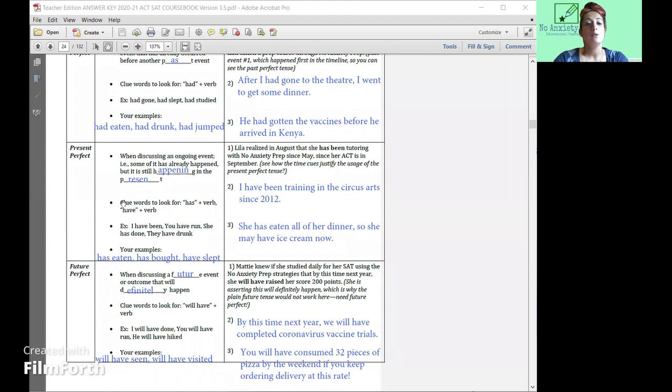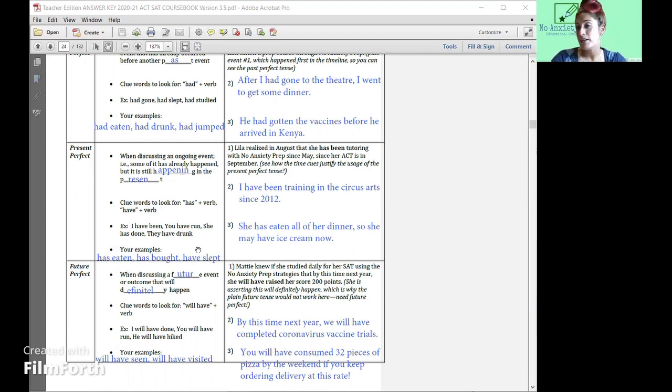Okay, we go to the present perfect tense, as we talked about. It's discussing an ongoing event. So some of it's already happened, but it is still happening in the present. Okay, some clue words here are has plus your verb or have plus your verb. So here's some examples of that. I have been studying for 3 hours. So that connotes that I'm still in the process of studying.